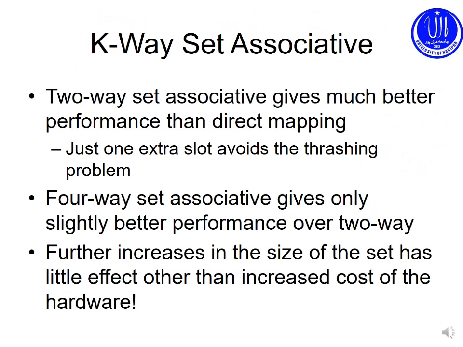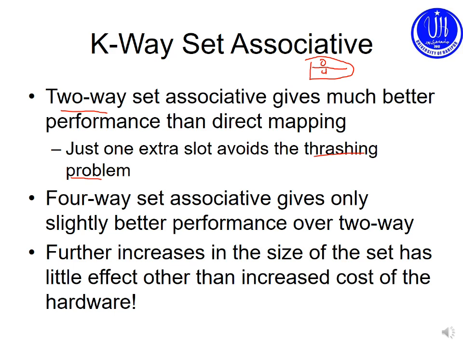I already talked about this. Two-way set associative gives much better performance than direct mapping. Just one extra slot avoids the thrashing problem. So how does it allow this? For example, blocks 0 and 4: we have two-way set associative, so both come to the same set, but 0 goes to one line and 4 goes to another line. So the thrashing problem can be addressed using set associative mapping.